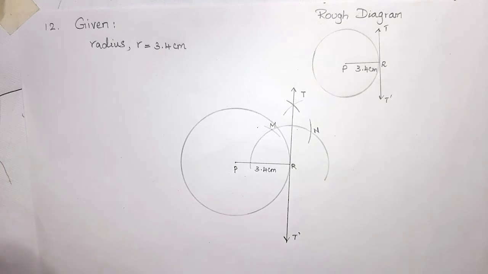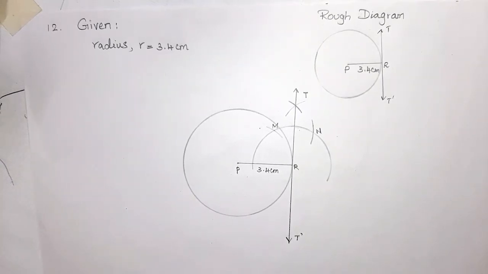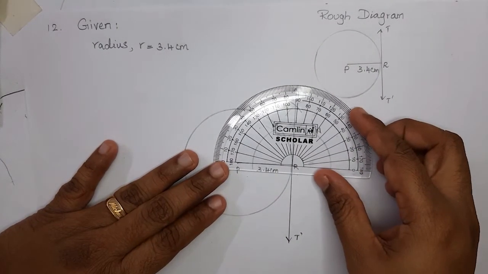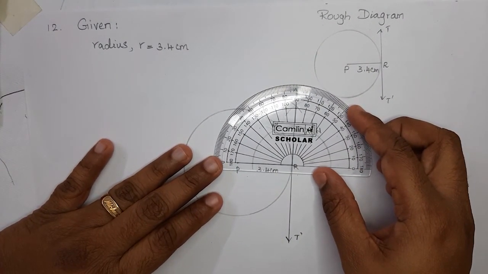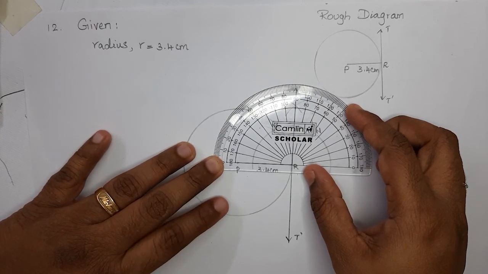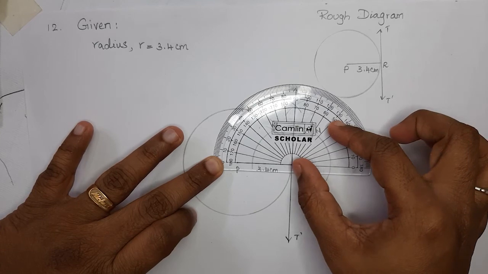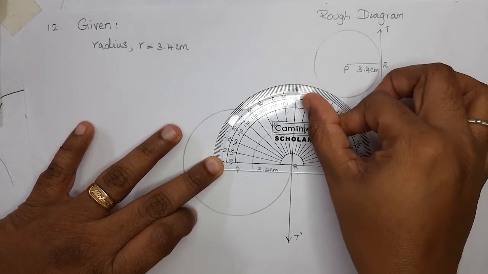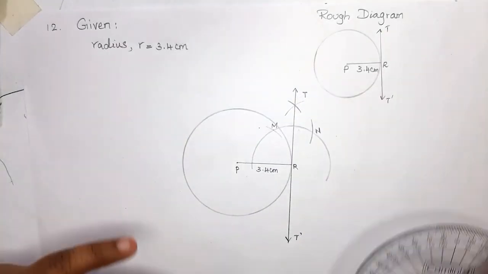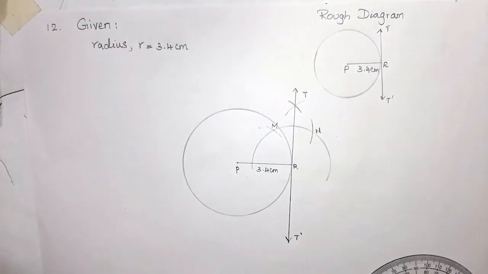So this is your required tangent, and the tangent makes 90 degree with the radius. In order to check that, take your protractor, place the protractor on the point R with RP as radius, baseline. If you measure, you will get RT to be exactly 90 degree. So we have drawn a single tangent with the help of a center.